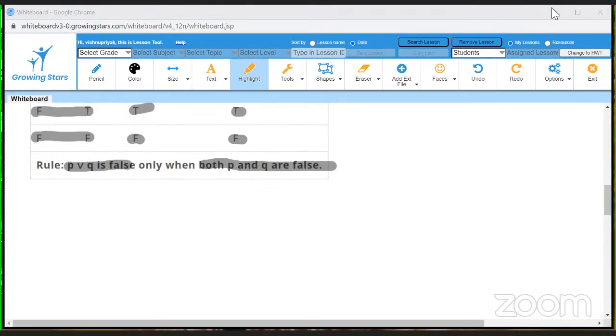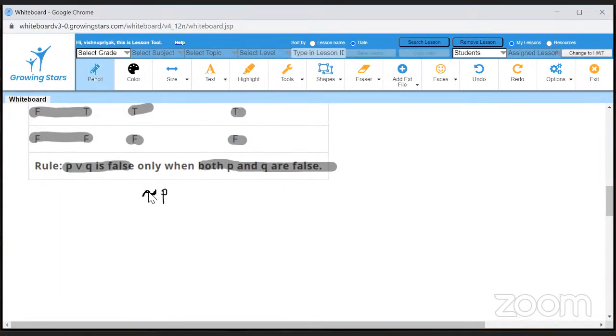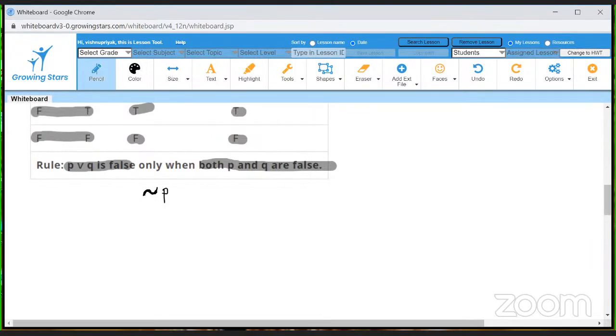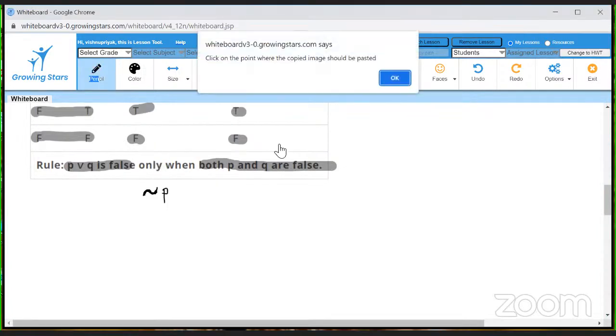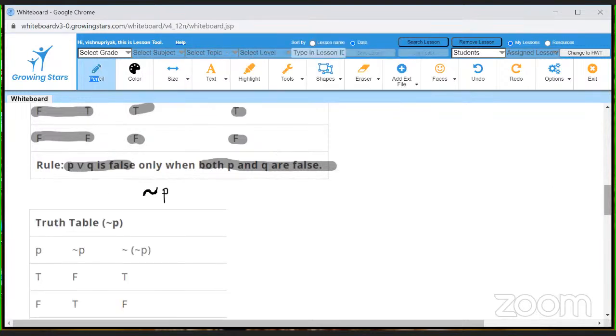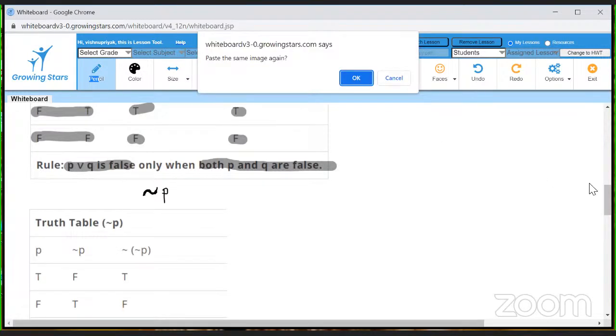The next is, if you have a statement P and you are denying it. Denying means you are saying no. That is called negation. This is the symbol for negation. There is a truth table for negation of P also. This is the truth table for negation of P.